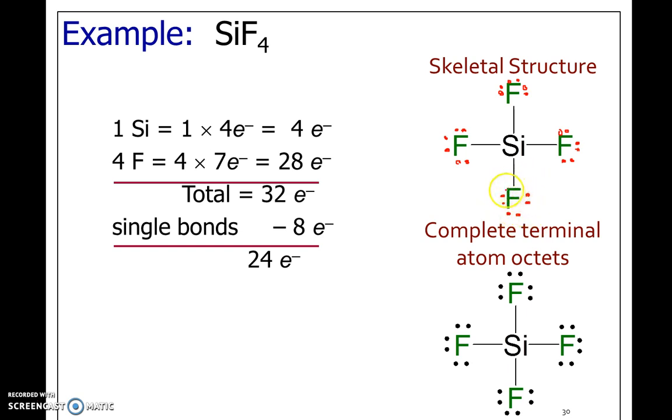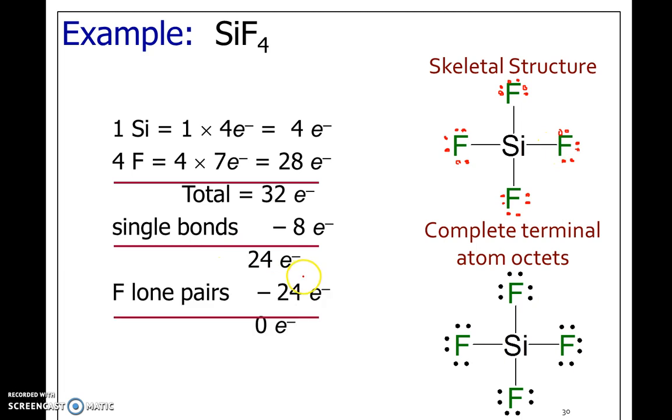So we can see that we have complete terminal octets, everyone has an octet, all arms of the fluorine, so 2, 4, 6, 8, 2, 4, 6, 8. And even silicon is complete, 2, 4, 6, 8. So everyone has a happy octet. We do have lone pairs, and that is fine. Because fluorine only wants to bond once, we do not need to double bond anything. All the octets are fulfilled.